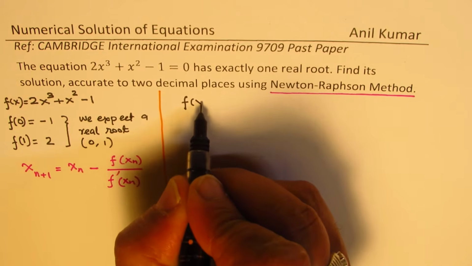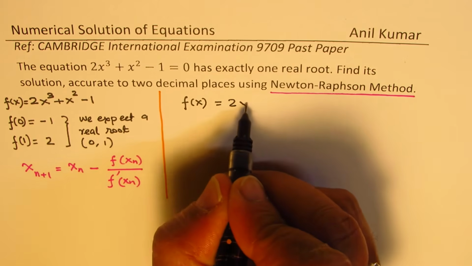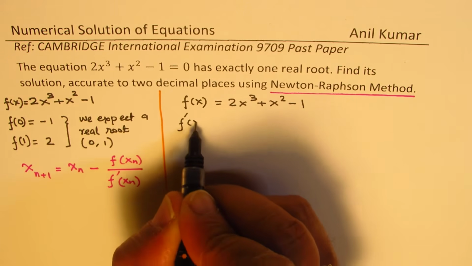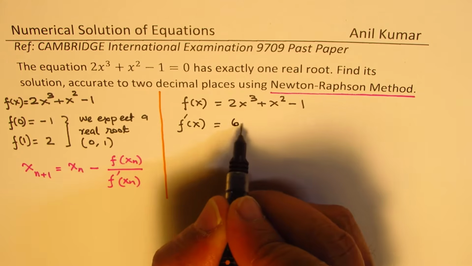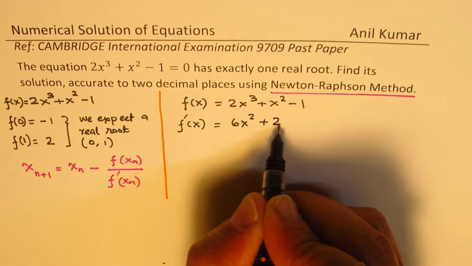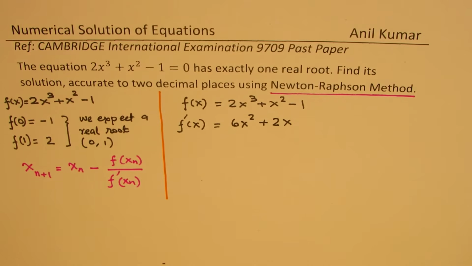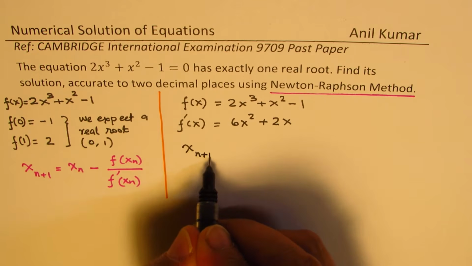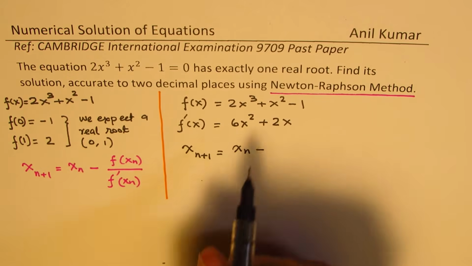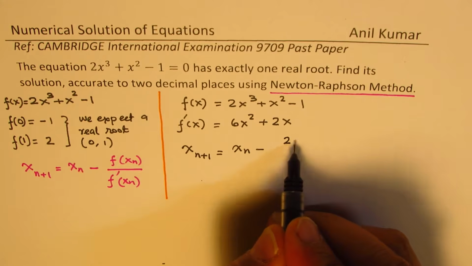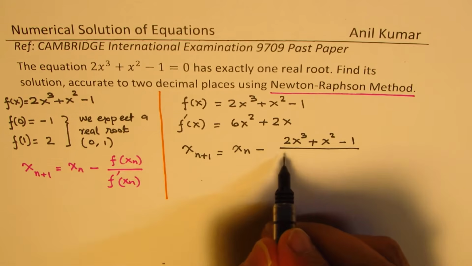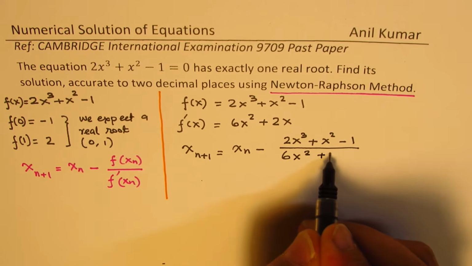Now using this formula, we need to find the value of the function and its derivative. The function, as I said, is equal to 2x cubed plus x squared minus 1. Its derivative is 6x squared plus 2x, correct? So that becomes the derivative. Now, using this formula, we can say that xn plus 1 is equal to xn minus, the numerator will be 2x cubed plus x squared minus 1 divided by 6x squared plus 2x.